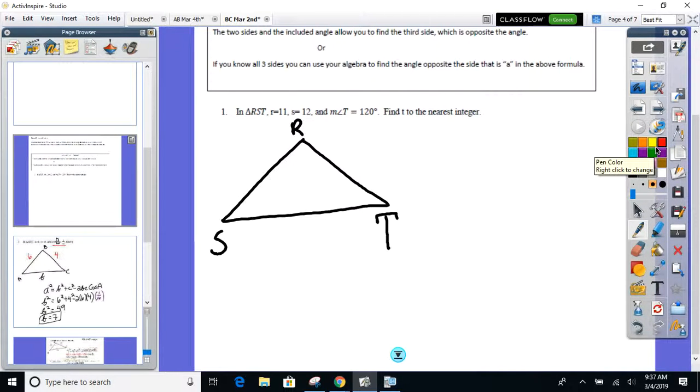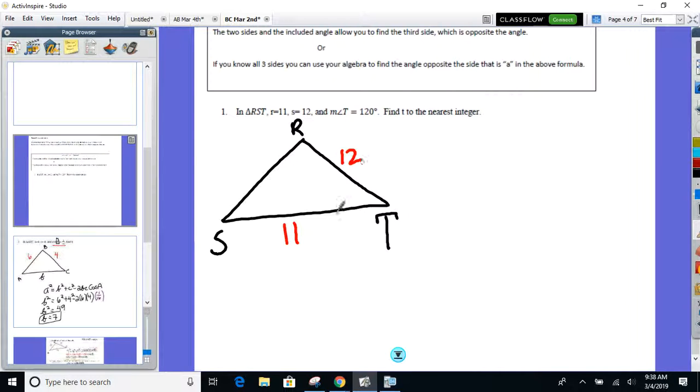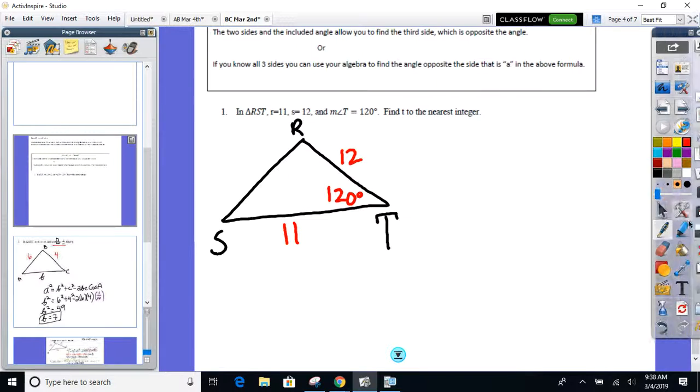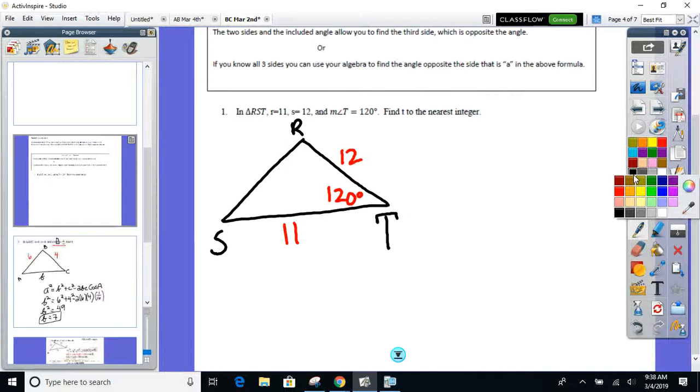I'm just going to pretend I wasn't here on Thursday. What's that lowercase r mean? Side across from angle R. Yep. S angle T, 120. All right.